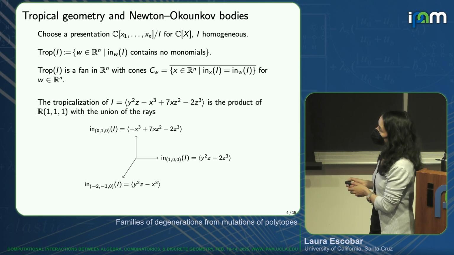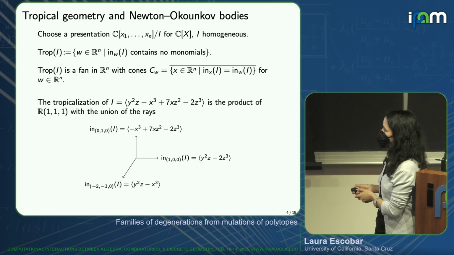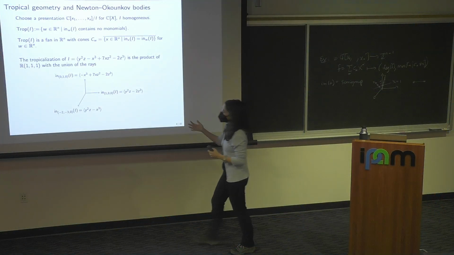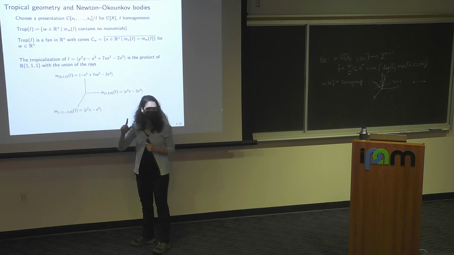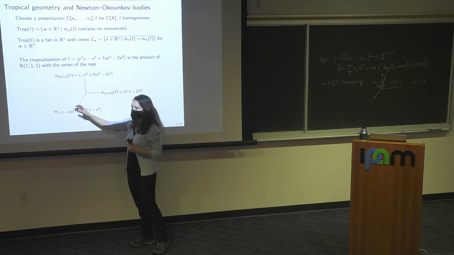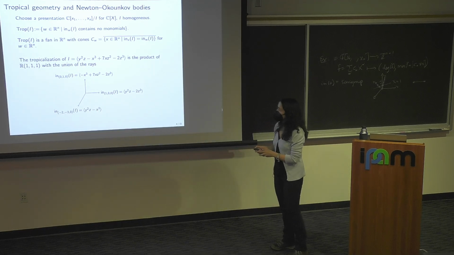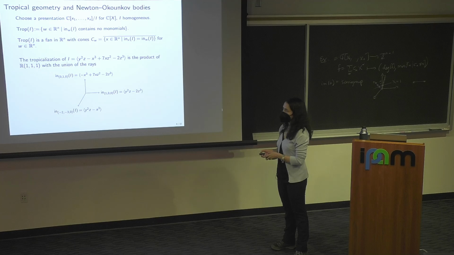And so for this example, the tropicalization of this ideal is going to be the product of a line, the line through 1, 1, 1, with these three rays. So it's hard to draw this. This picture is one-dimensional. It's not two-dimensional. People usually draw two-dimensional things and they say, this is filled in. No, this is empty. It's a one-dimensional picture. It's going to be the union of these three rays.